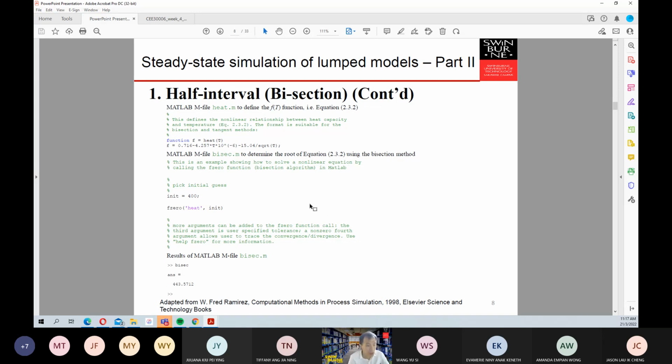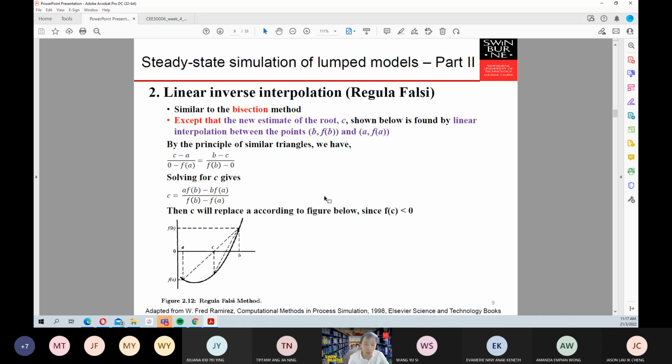Okay. Now we go into the next one, linear inverse interpolation, which is the regula falsi. This one is similar to the bisection method, except that the new estimate of the root C, shown below, is found by linear interpolation between the points B, FB and A, FA. So we can use the principle of similar triangles. The similar triangle in here means this triangle should be similar to the triangle in here.